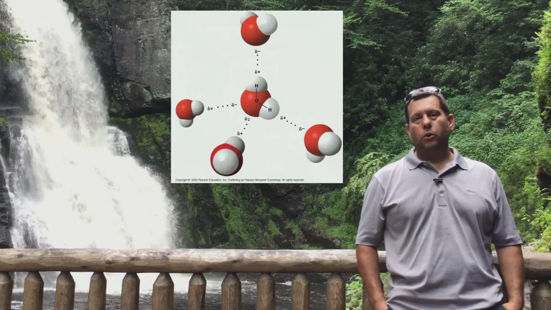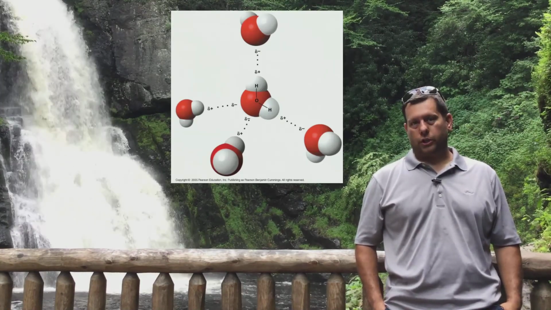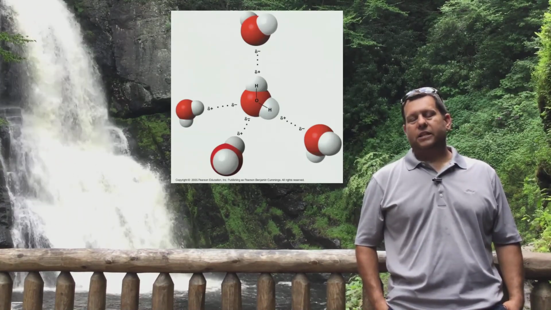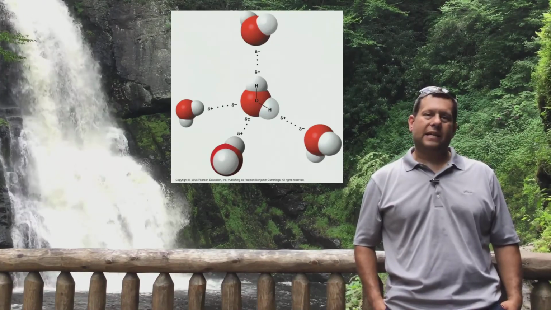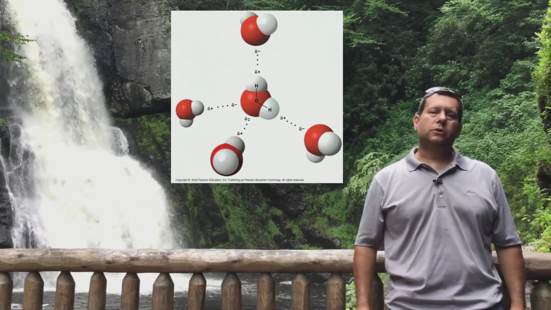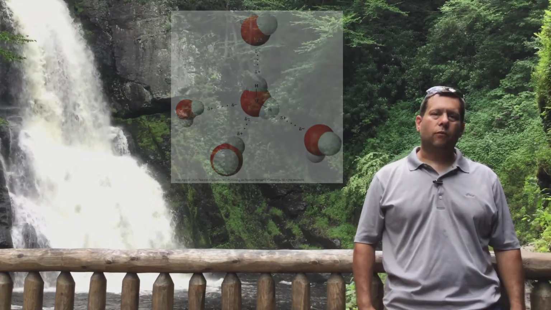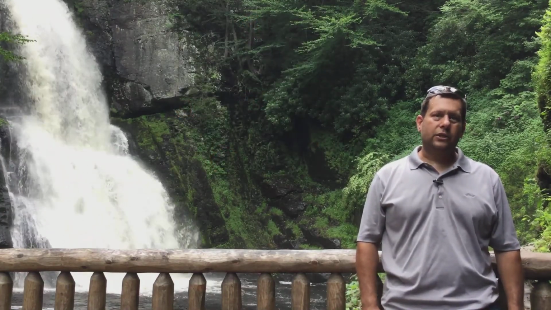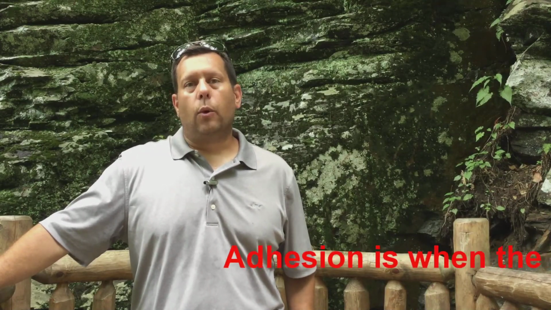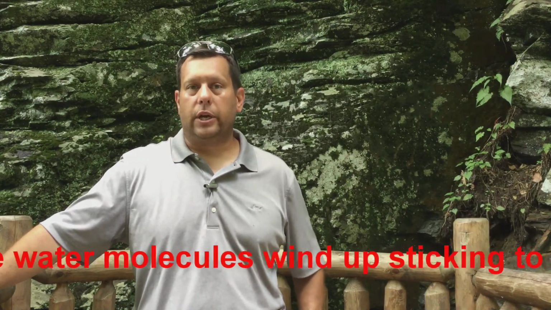Okay, so because of the oxygen's high electronegativity and the way that it joins with the hydrogens, they form polar covalent bonds, and that creates a charge on the molecule. It creates a positive end on the hydrogens and a negative end by the oxygens, and when the water molecules get close together, they wind up sticking together, and that creates the emergent properties of water, like adhesion and cohesion. So adhesion is when the water molecules wind up sticking to another surface.